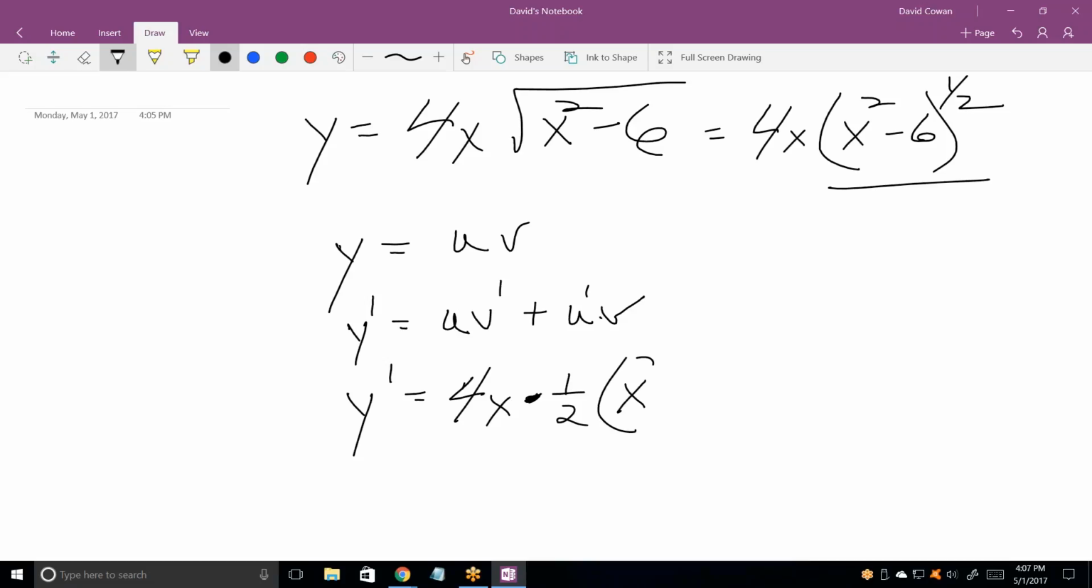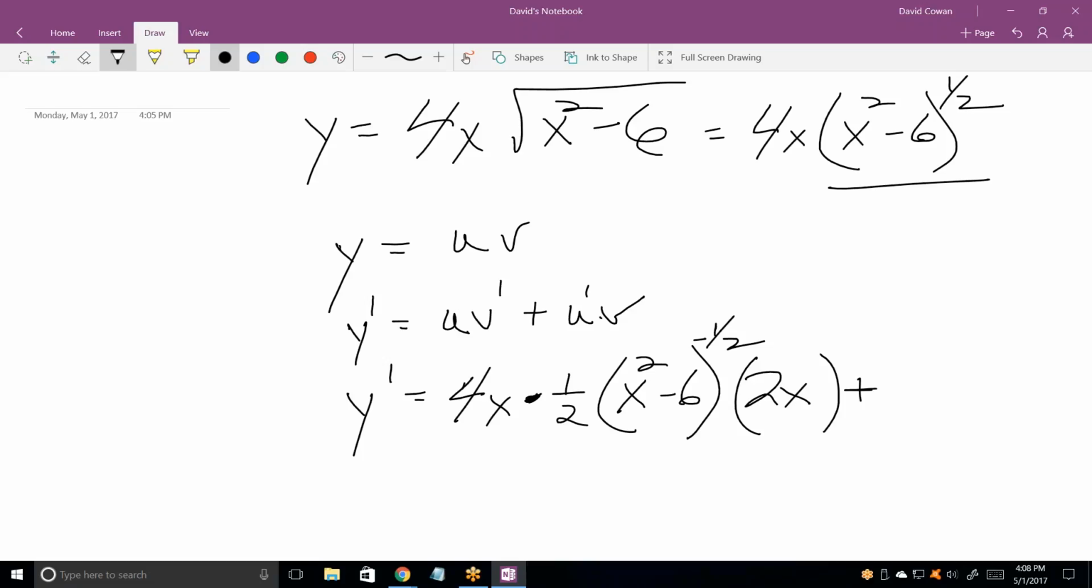Yeah. Except we still need to apply the chain rule. In other words, we just took v prime, and v is this x squared minus 6 to the 1/2. So v prime is 1/2 of that quantity to the minus 1/2 times the derivative of the inside, which is what? That is going to be 2x, right? Yeah.